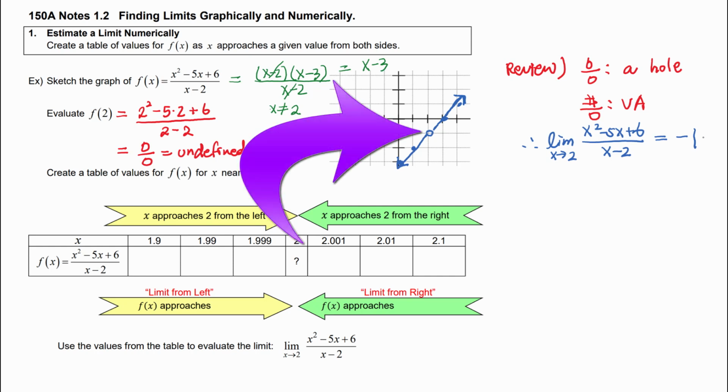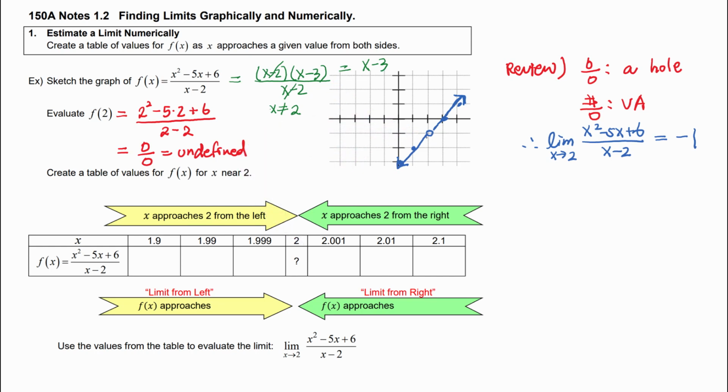But wait a minute, there is a hole in there. Doesn't matter. The limit value is not the same as the function value. It is the y value where your function is trying to reach. It is not the function value. The existence of a limit does not depend on the existence of a y value. Your limit could exist without having a y value.